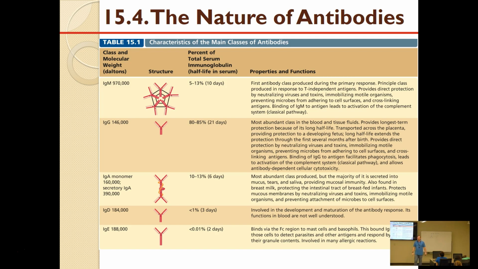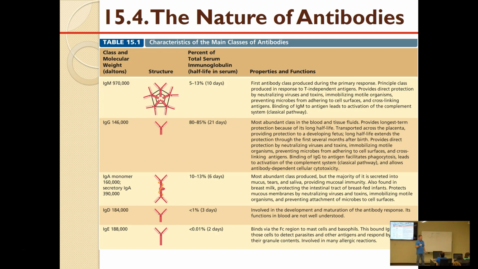So remember, these are the ones that don't need any help. That's going to be the same thing as the pathogen-associated molecular pattern. So it's going to be the peptidoglycan, the LPS, the flagella, the double-stranded RNA. Doesn't need any help because those are ones we recognize over time through millennia as being bad. Provides direct protection by neutralizing viruses and toxins. Binding of IgM to antigen leads to activation of the complement system. So IgM has lots of roles to play, but it's in that immediate primary response.